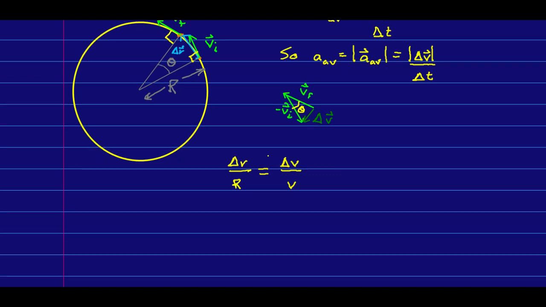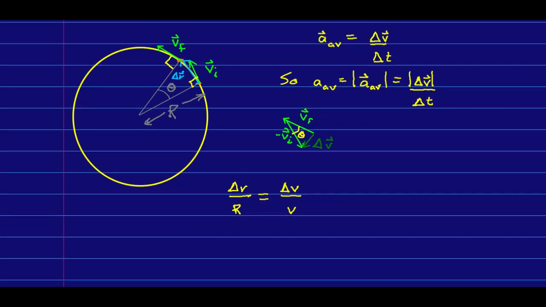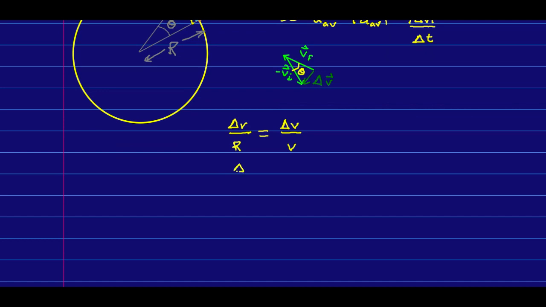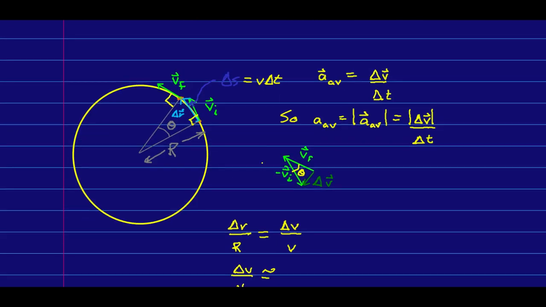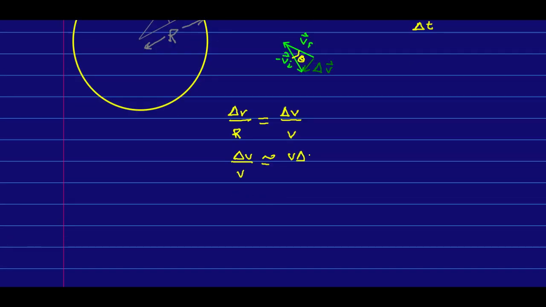Now, I'm going to make an approximation, because this delta R vector has a length that is similar to the length of this little arc here. The length of this little piece of circle is some delta S, and that delta S is the speed times the time that it takes to go from this point to this point. That's approximately the same as delta R. And so my delta V over V is approximately just V delta T over the radius of the circle.